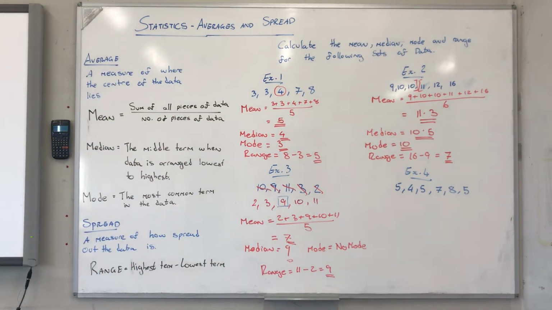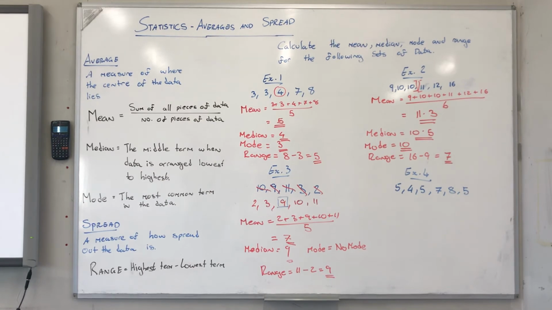So there, hopefully what you can see is that I first of all put them in numerical order. So we've got 10, 9, 11, 3 and 2, and then I put them into 2, 3, 9, 10, 11. So they're now in numerical order. For the mean, I did 2 plus 3 plus 9 plus 10 plus 11, which gave me 35 divided by 5 is 7. So the mean is 7.